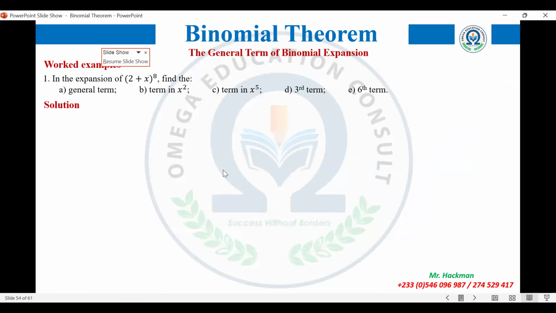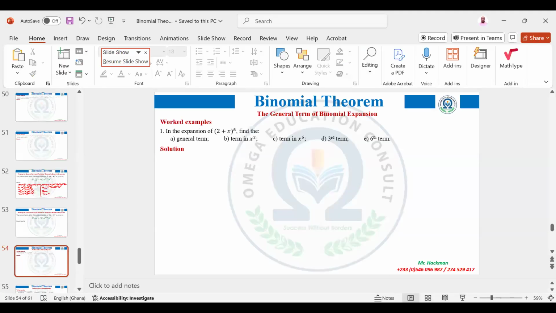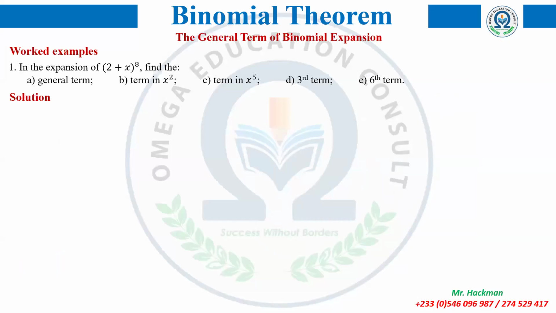Okay, so I think we are good to go now. Like I was saying, this will be the general term, and B up to E we'll be looking at as particular terms, because the term in x cubed is a particular term, x to the power 5 is a particular term, the third term is a particular term, and the sixth term equally a particular term.